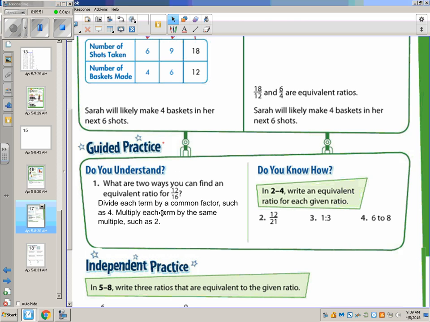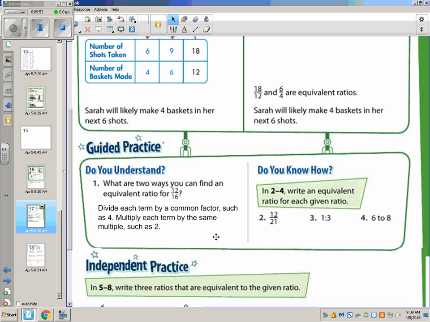If you need to pause it to write that in, or if you want to give a different explanation, that is fine as well. On 2 through 4, it says write an equivalent ratio for each of the given ratios. So I'm going to do the first one, and I'm going to let you guys do 3 and 4 on your own. So if I have 12 21s, I can either multiply both the top and the bottom by the same number, or I can divide.